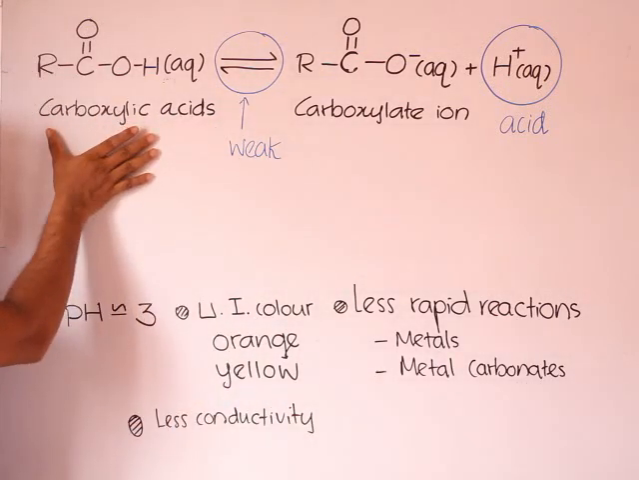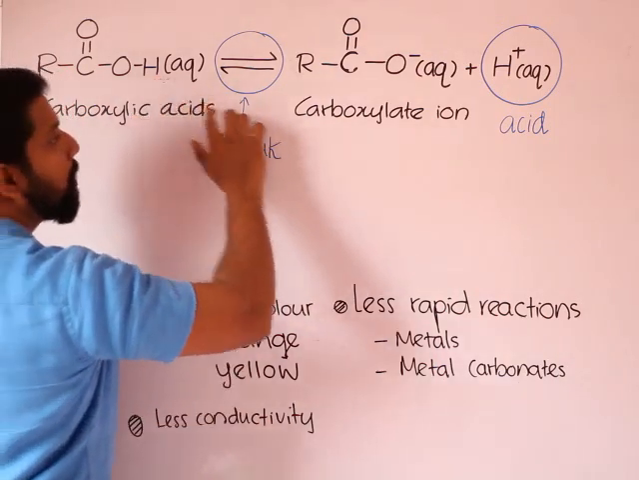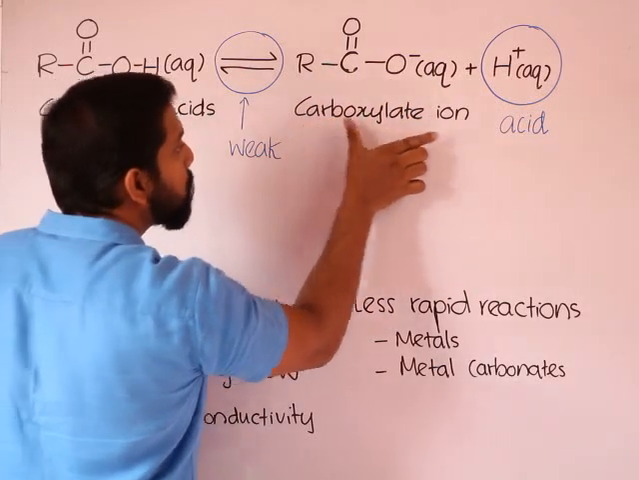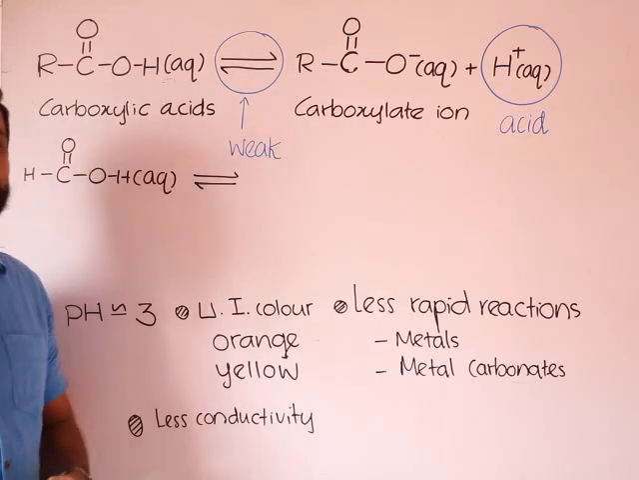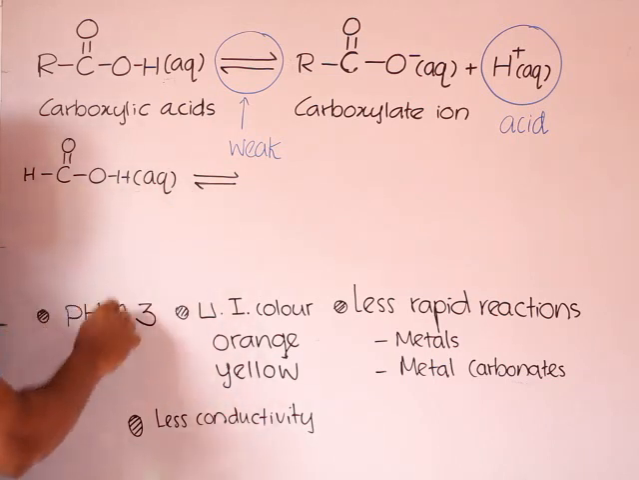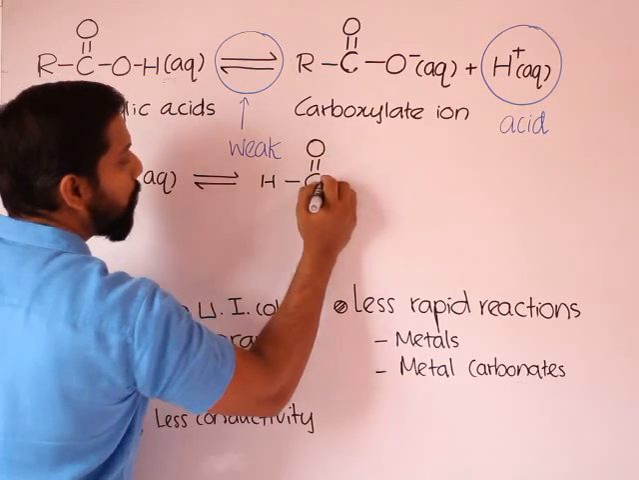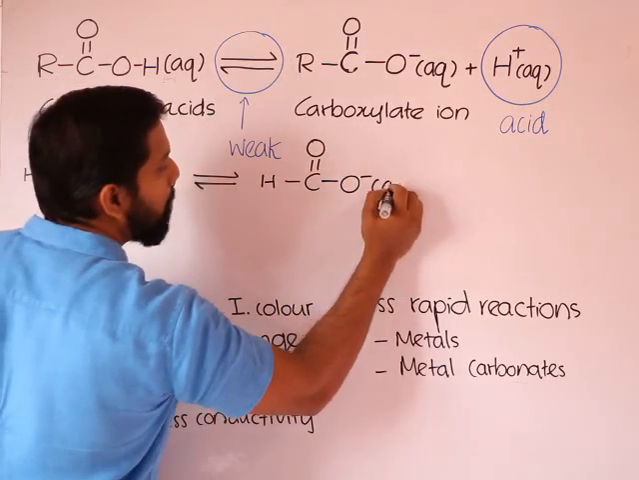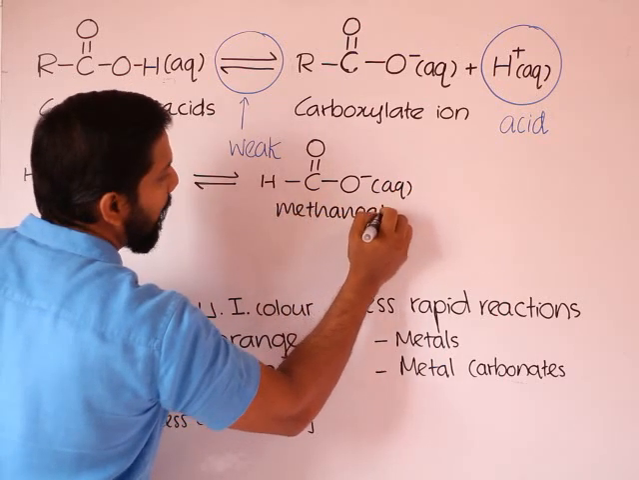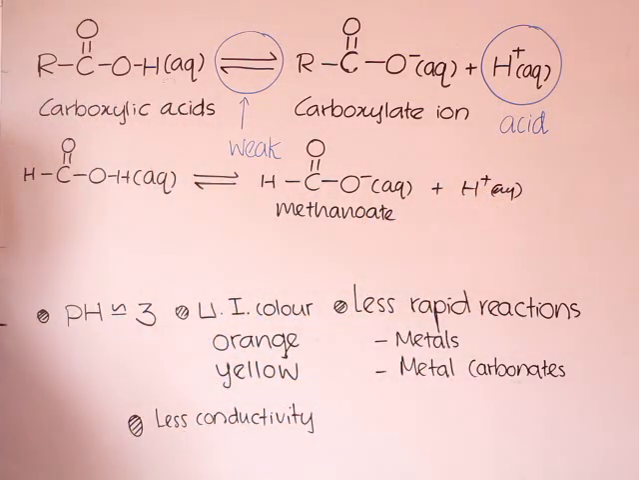Here is a carboxylic acid. R represents any alkyl group. When the H plus is removed, it becomes an anion, which is called carboxylate ion. Now we will take an example. Methanoic acid, when dissolved in water, undergoes dissociation to produce the anion called methanoate anion, and H plus aqueous will be produced.